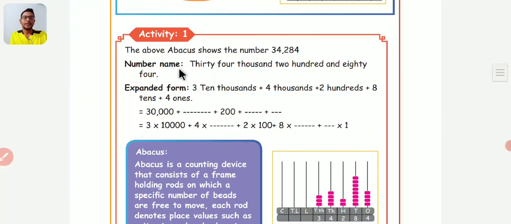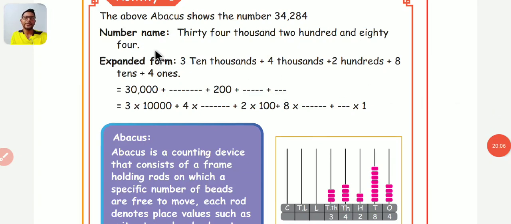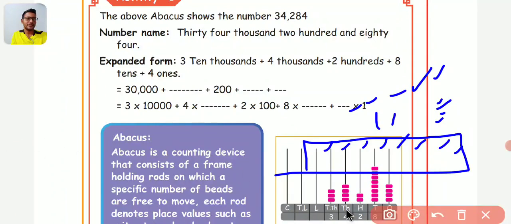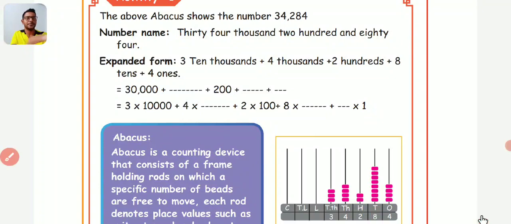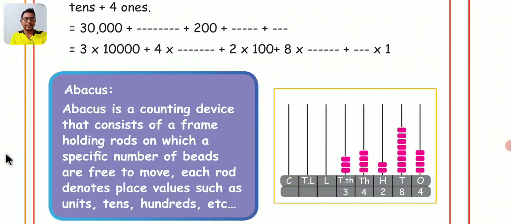So here the above abacus shows the number 34,284. This abacus, 34,284. Number name, 34,284. Now you see this abacus shows 34,284. So now I'm going to check.